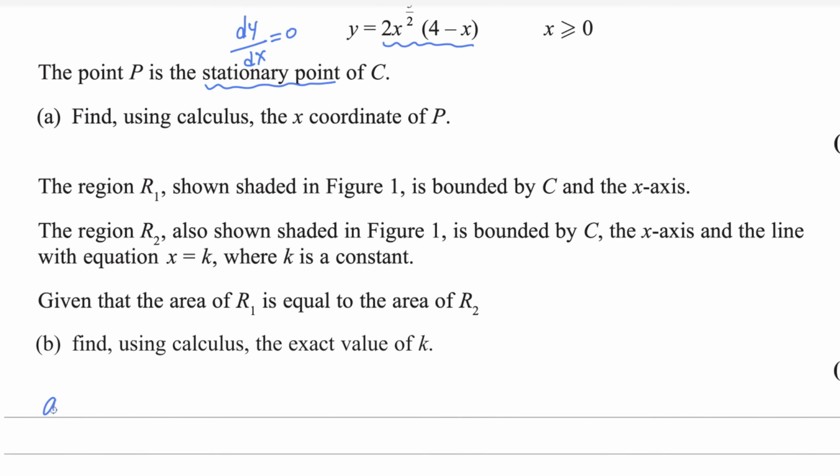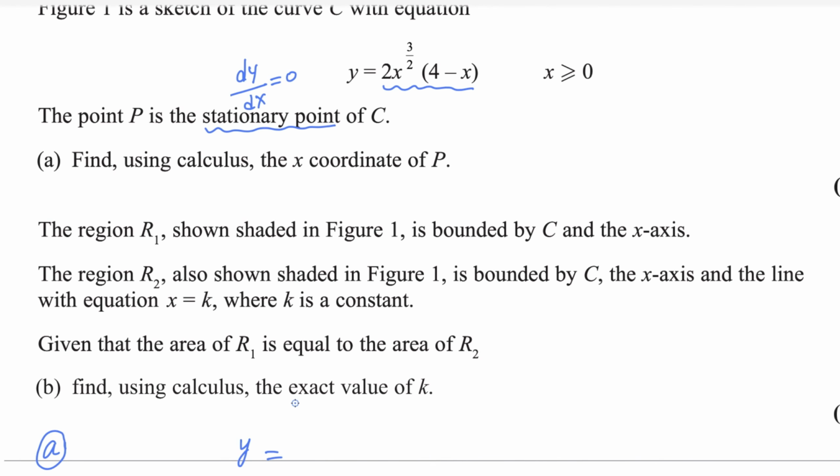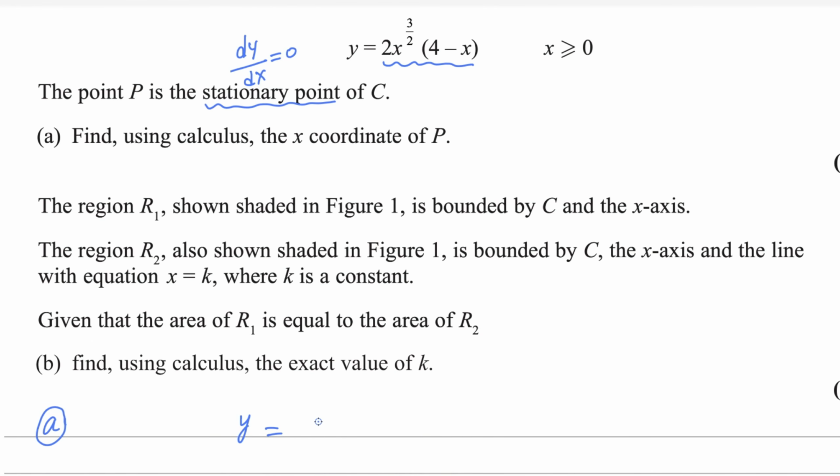For the first part, expand the brackets. 2 into x to the power 3 over 2 will multiply by 4. You get 8x to the power 3 over 2. Then here the power is 1. Powers are added. 3 over 2 plus 1 is equal to 5 over 2. When bases are the same, powers are added. This 2x to the power 3 over 2 will multiply by x and you get the power 5 over 2. So it will be minus 2x to the power 5 over 2.